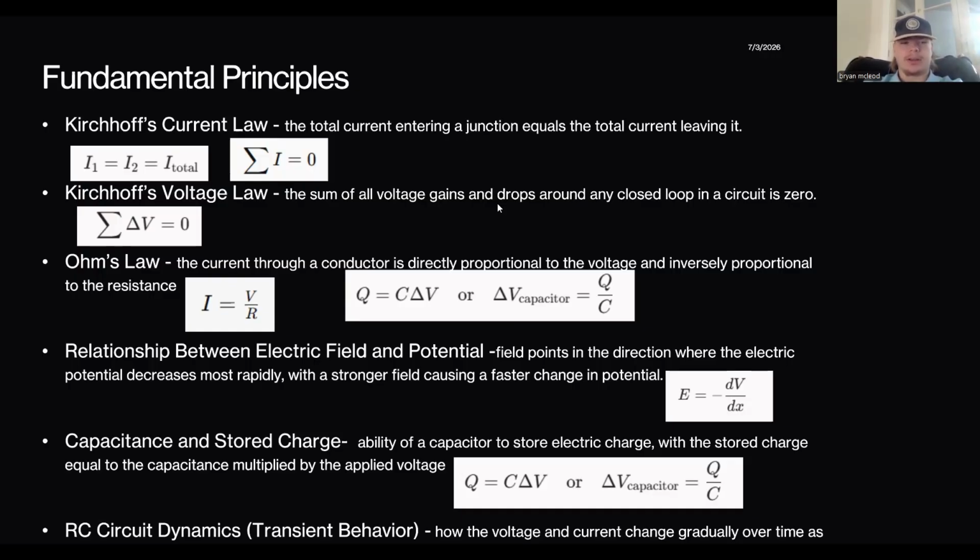We also use the relationship between electric field and potential. So the field points in the direction where the electrical potential decreases most rapidly, with a strong field causing a faster change in potential. And capacitance and stored charge, we also use: the ability of a capacitor to store electrical energy, with stored charge equal to capacitance multiplied by applied voltage.